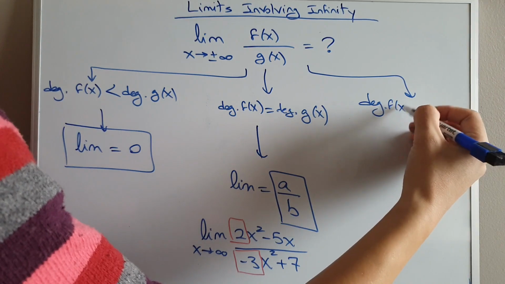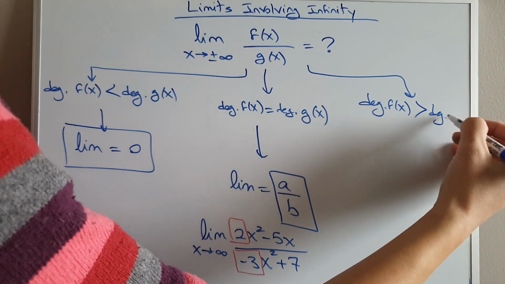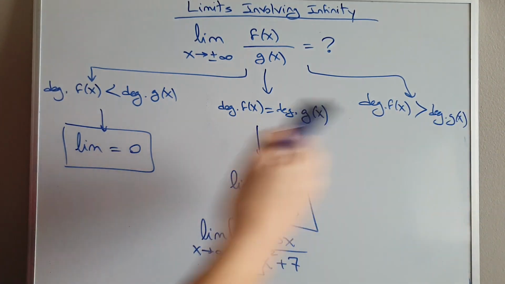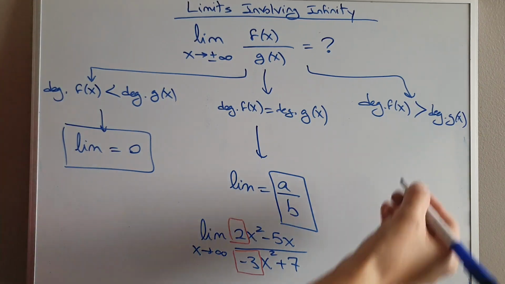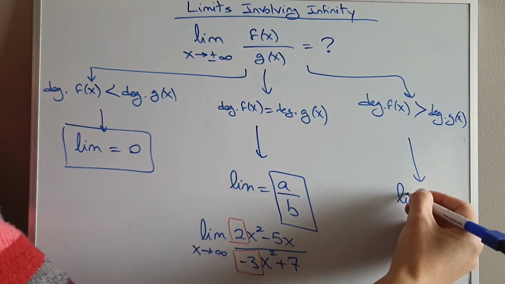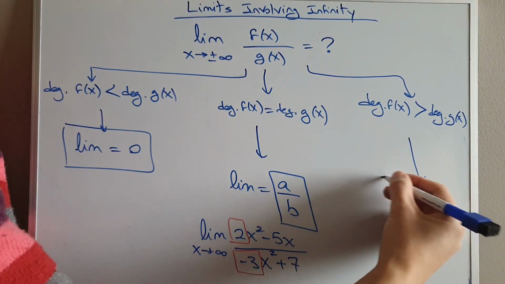Third case is when the degree of f of x is bigger than the degree of g of x. So in this case, as in the example we've seen, even when we cancel out x's, we will still have x, or the variable, in the numerator. So you'll still have an infinity left, and in this case, the limit will be infinity.